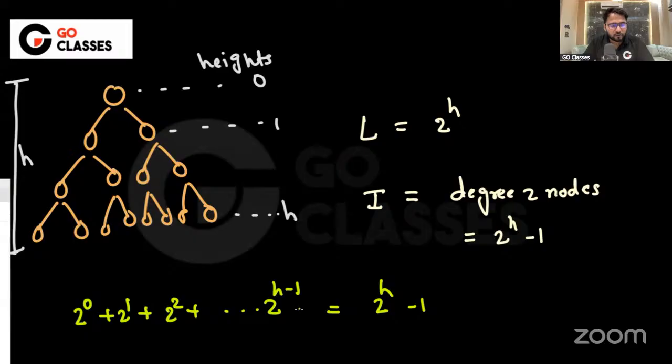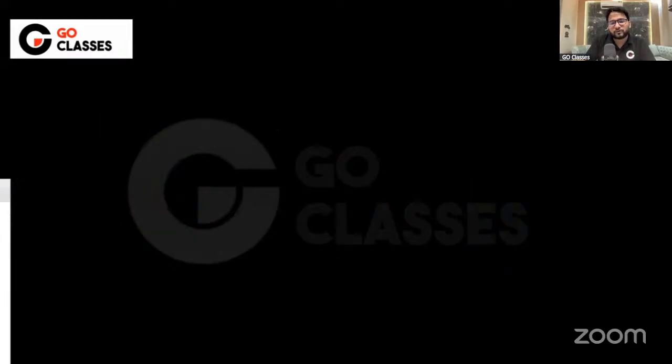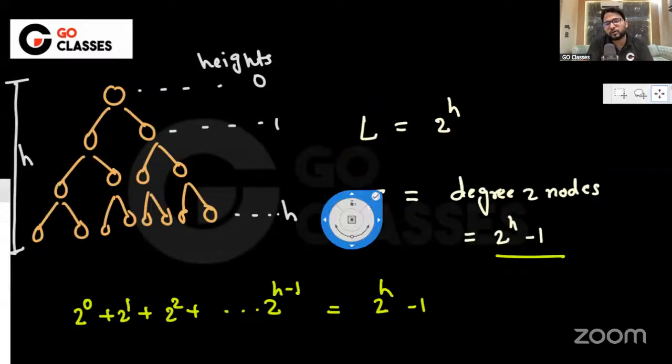Okay. So finding out internal nodes could be done using the theorem, or you can sum it up. Both ways are fine. Right? Okay. Suppose instead of in terms of the height, I say in terms of the nodes.